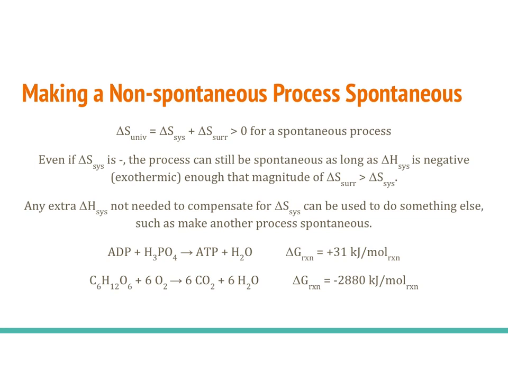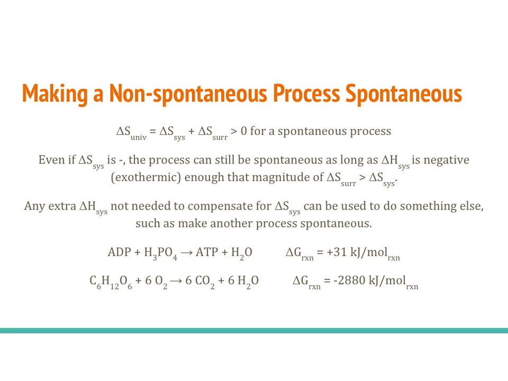So Gibbs free energy is really a measure of extra entropy that goes out that's not needed to compensate for the decrease in entropy of the system. So the system is becoming less disordered. It's being compensated for because the surroundings are becoming more disordered, but anything that's left over, not needed to make the system more disordered, can be used to do something else, such as drive another reaction to be spontaneous.